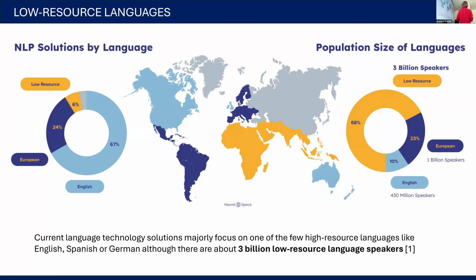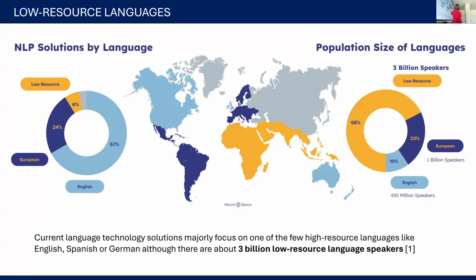So this shows the percentages of NLP solutions by language. 67% are about English, and the rest of the languages need to share whatever is left of it. So low resource can mean many different things. It can mean that we don't have enough data to train the models, but it can also mean that we don't have monetary resources to train the models, we don't have computational infrastructure, or we don't have a socioeconomic system that allows for these sorts of things.